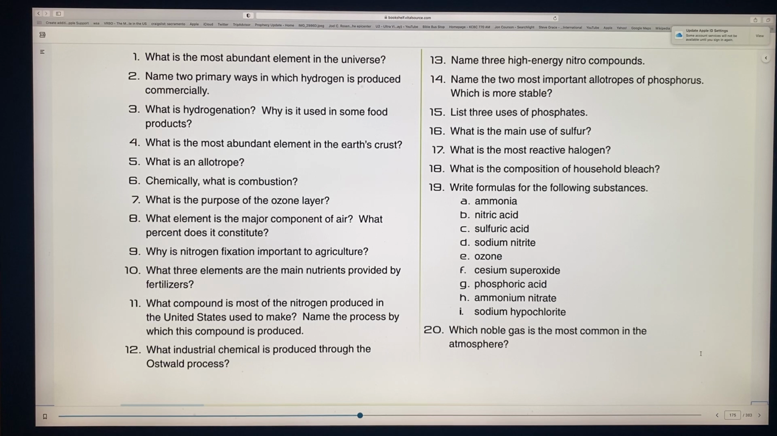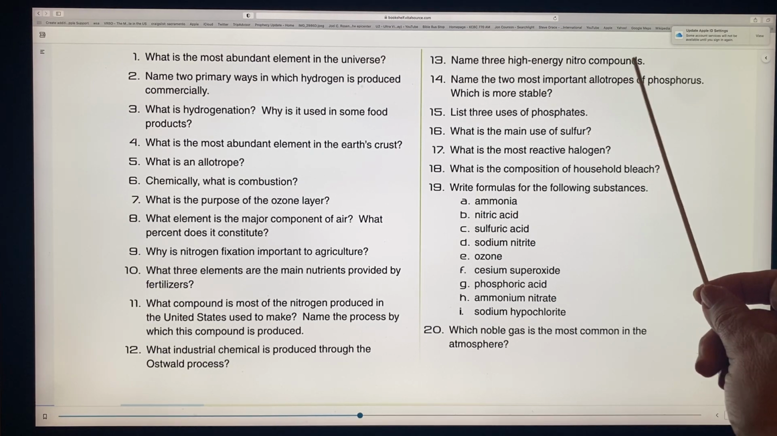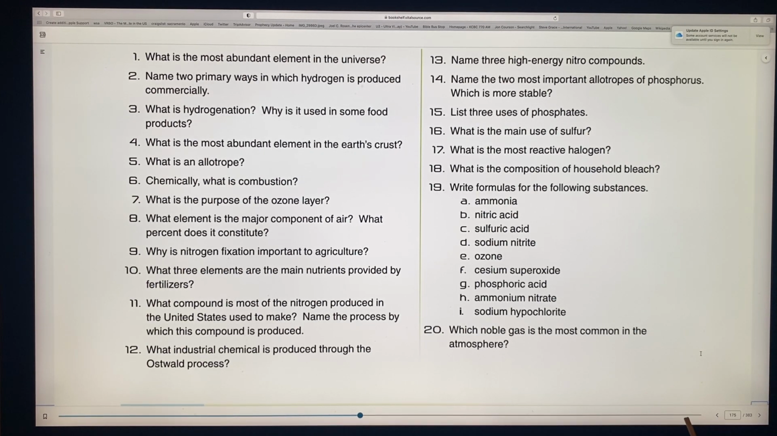So going on to number 13, name 3 high energy nitro compounds. Well, right now I can think of nitroglycerin and dynamite, right? So at least 2 of them there. So you can look up the other one.